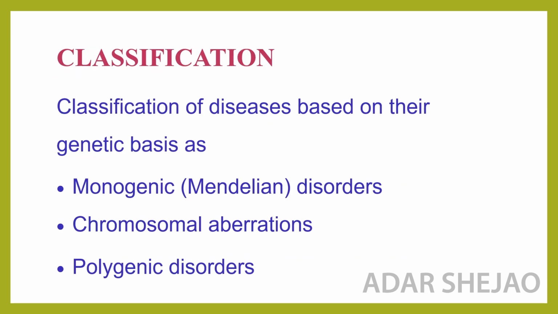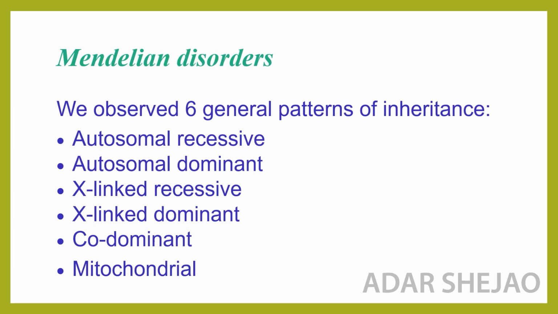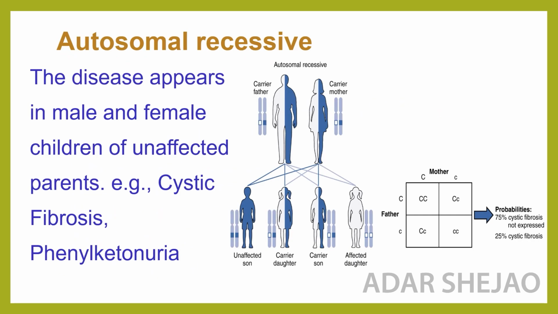Classification. Classification of diseases based on their genetic basis as monogenic, Mendelian, disorders, chromosomal aberrations, polygenic disorders. Mendelian disorders. We observed 6 general patterns of inheritance: autosomal recessive, autosomal dominant, X-linked recessive, X-linked dominant, co-dominant, mitochondrial.